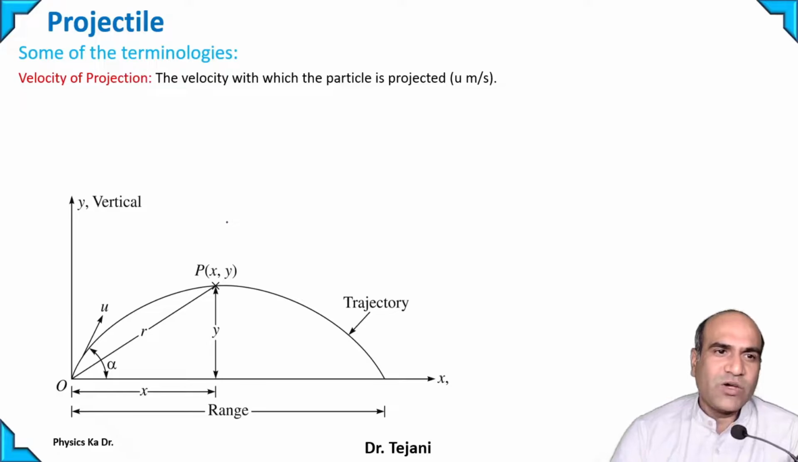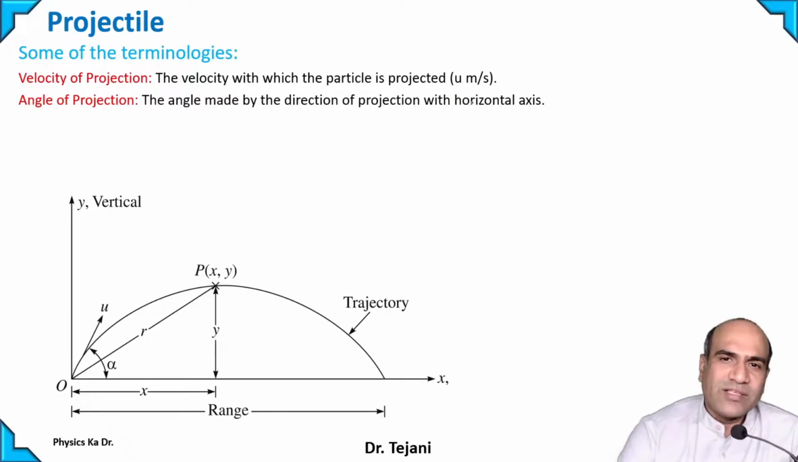So velocity of projection means the velocity with which the projectile is projected. Simply we can call it initial velocity. It is denoted by small u. In some books you can see it denoted by v0. Whatever you wish, I recommend going with small u. And the unit is meter per second.